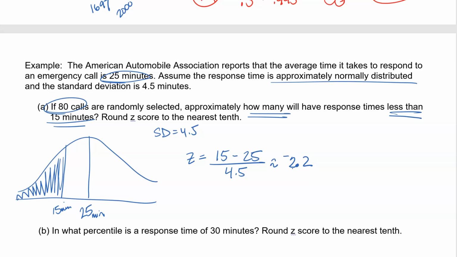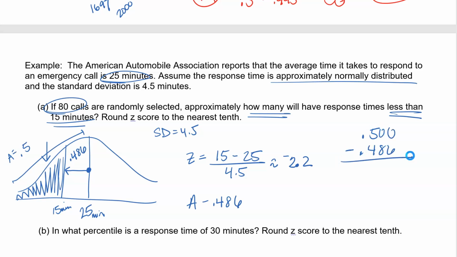I'm going to look 2.2 up on the table and find that it has an area of 0.486. That's the area starting at the middle, the average 25, going to 15. Okay, I want this shaded region here. So to find that, I know that the entire left-hand side of the curve is 0.5. So I'm going to take 0.5 and subtract 0.486, and that's going to give me 0.014, which is like 1.4%.